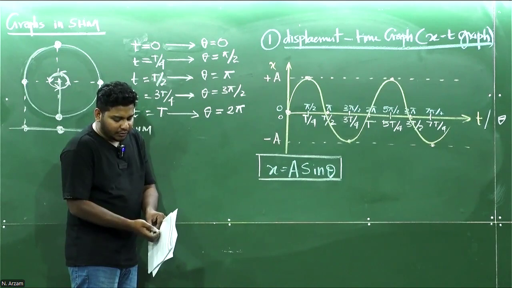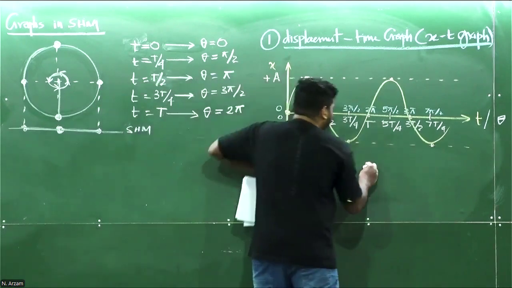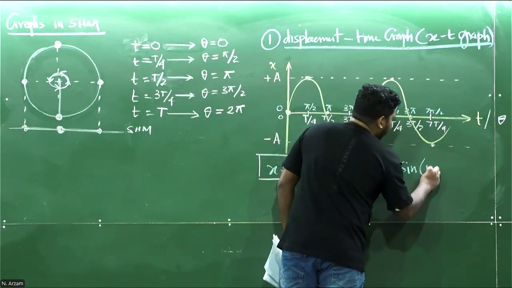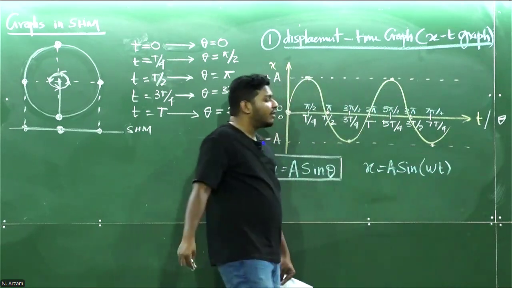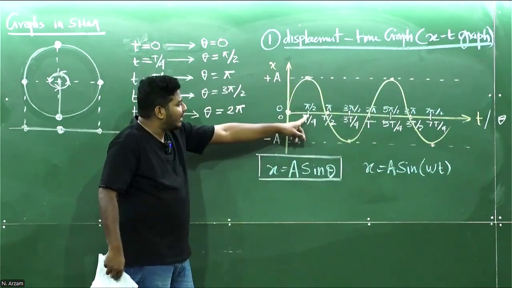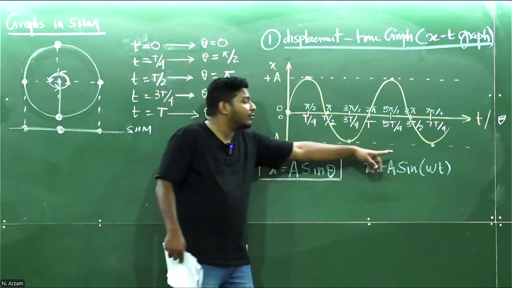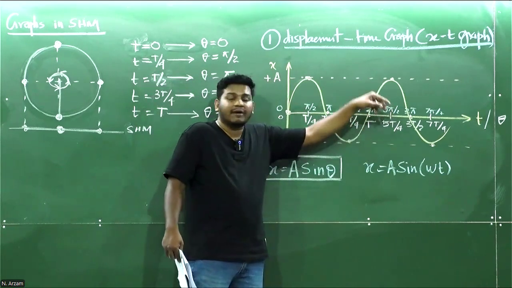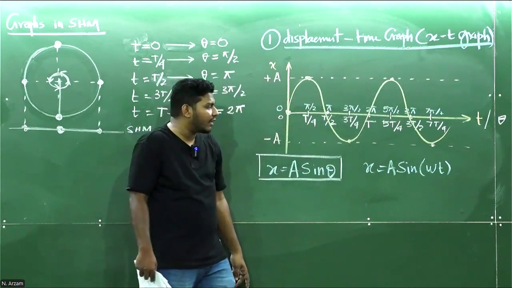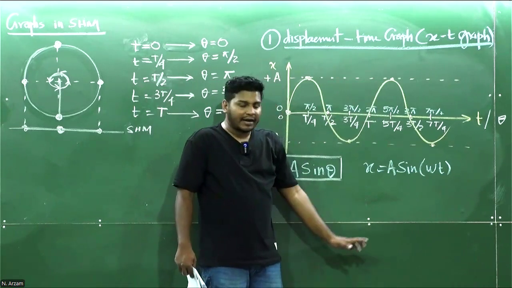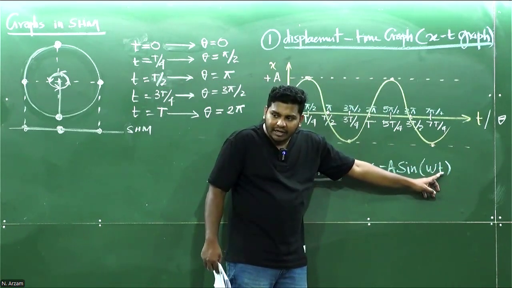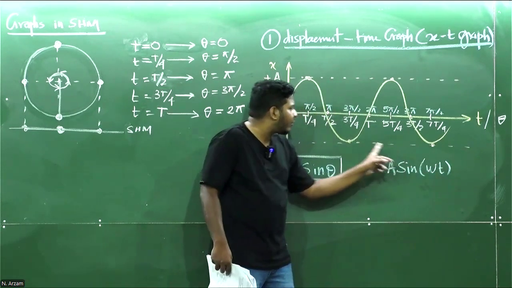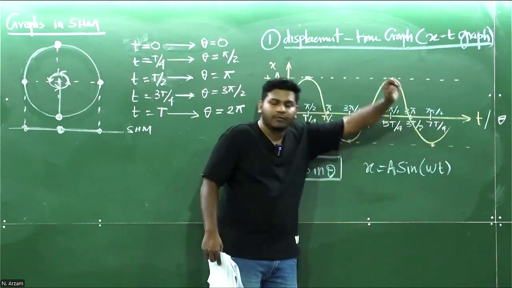Look at this equation. We know that x is equal to a sine omega t, no? For the t, what can we substitute here? For the t values, we want to substitute t by 4, t by 2, 3t by 4, t, 5t by 4. Likewise, we want to substitute here. Look at the board. When we substitute t is equal to t by 4.